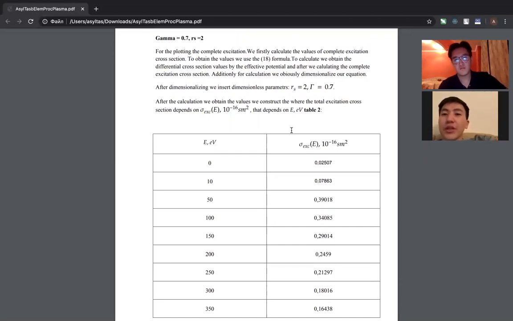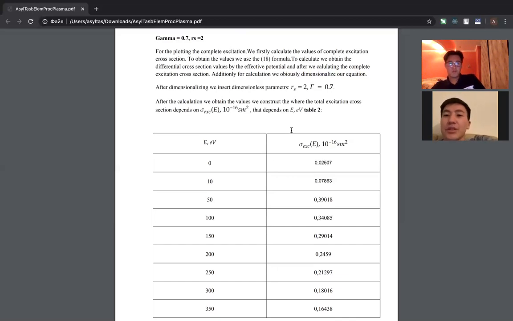And additionally, for calculation we nondimensionalized our equation, and after nondimensionalizing we insert dimensionless parameters, and as I said, R is equal to 2 and gamma is equal to 0.0. And after the calculation, we obtain the values and construct the graph where the total excitation cross-section depends on this lambda excitation, and that depends on energy. It means the cross-section depends on energy.